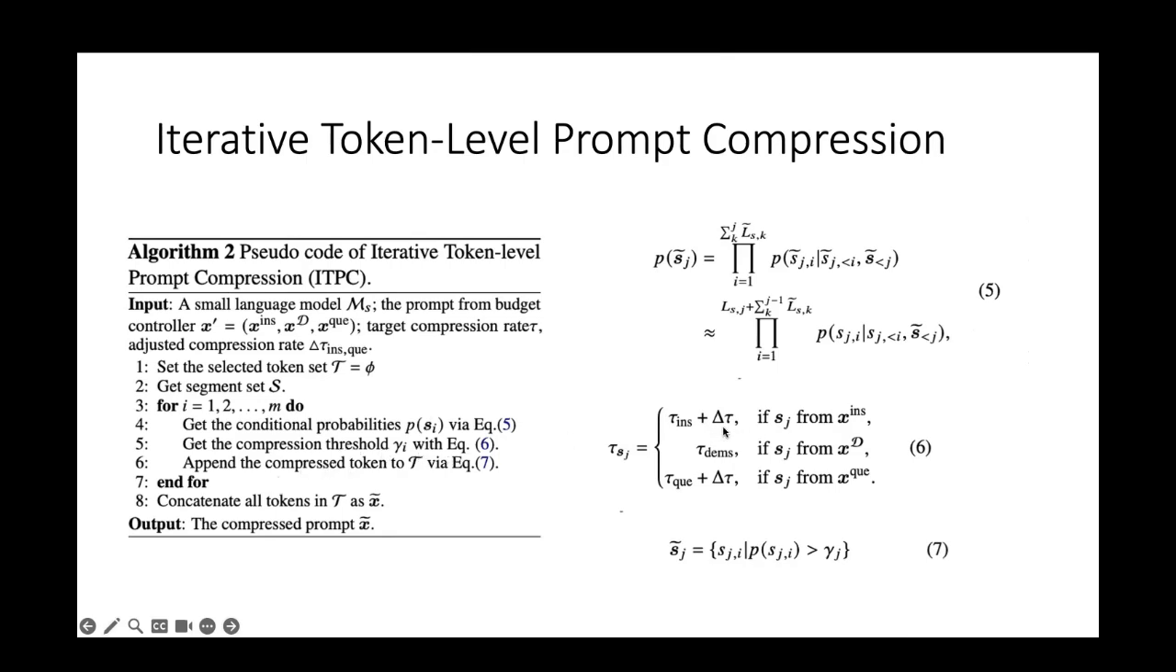Here you can see that in equation number 6, the delta phi is added to instruction and question. It is the adjustment factor allocating more importance to this type of token level, and that's why it's not added to the demonstration. And lastly, it will append the compressed token via equation number 7, where it uses only those tokens greater than gamma. Then we will get the output as the compressed prompt.